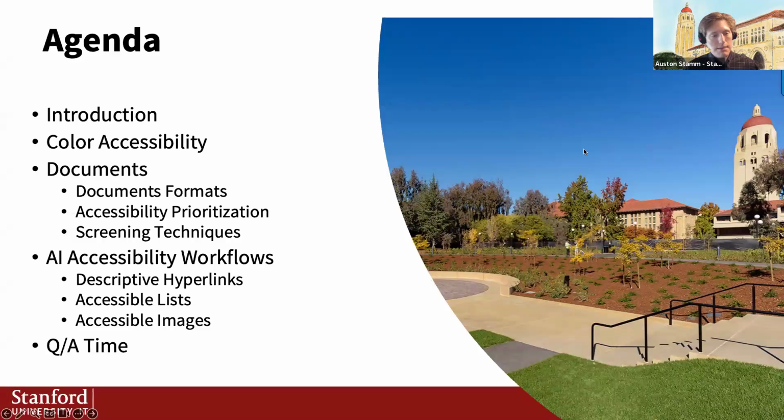The agenda for today is I'm going to talk a little bit about myself briefly. We'll go into color accessibility, documents, looking at document formats, accessibility prioritization, some screening techniques, and then we'll dive into AI and look at some AI accessibility workflows, looking at descriptive hyperlinks, accessible lists, and accessible images. And we'll maybe have some time for Q&A as well.